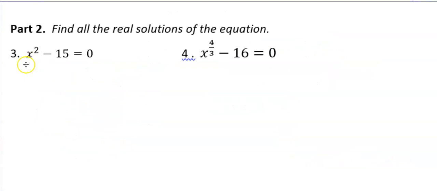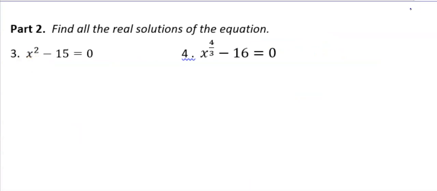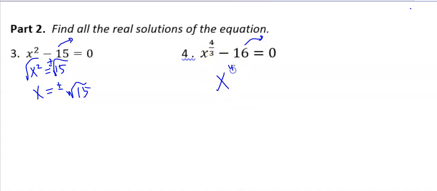Okay, so now we have a situation here with x squared minus 15. So we're going to solve the equation. If we have trouble factoring, we can just put x squared equals 15. Square root both sides, don't forget, plus or minus. We get x equals plus or minus square root of 15. And this one, again, we want to isolate that before we do anything. So we get x to the 4/3 power equals 16.